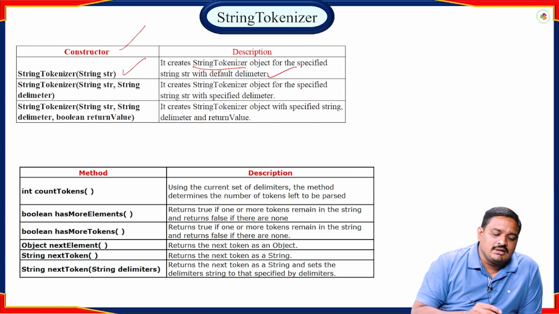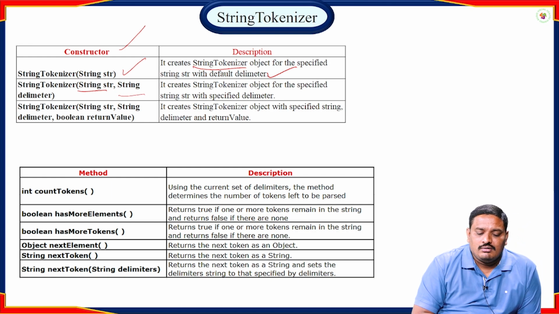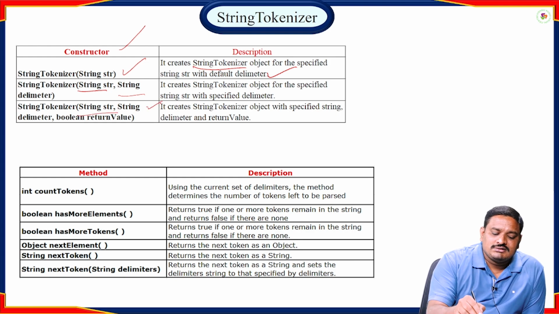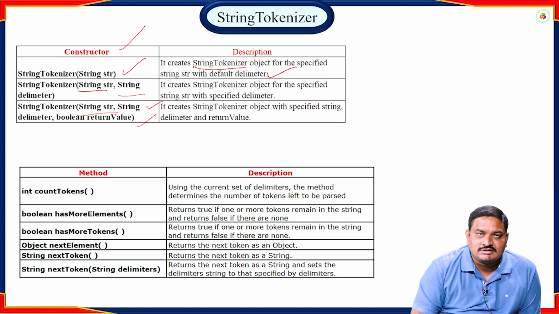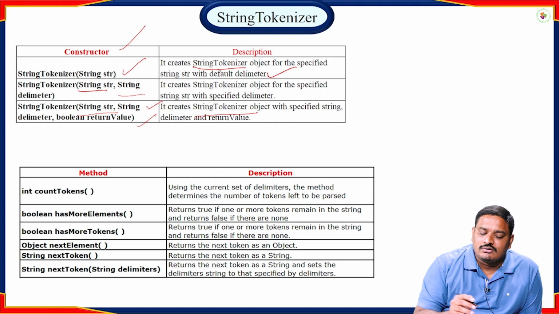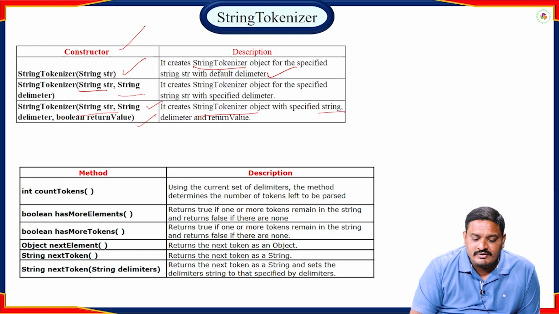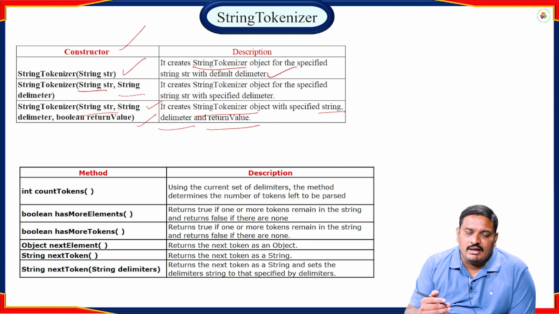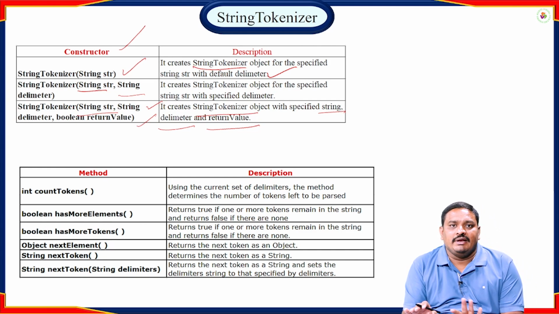The next constructor is StringTokenizer with string str, string delimiter. The next constructor is StringTokenizer with string str, string delimiter and boolean return value. It creates the StringTokenizer object with the specified string and string delimiter, and whether it should return the delimiters, which is a boolean value, either true or false. Those are the constructors under StringTokenizer.